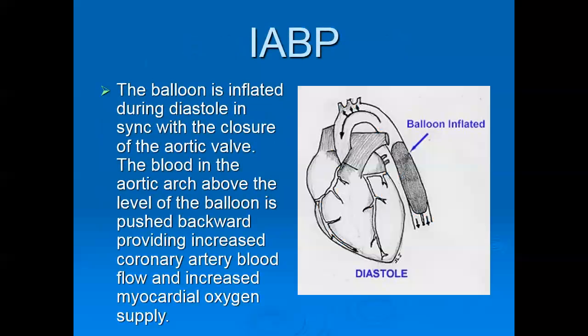The balloon's inflated during diastole, so in sync with the closure of the aortic valve, and the blood in the aortic arch, above the level of the balloon, is pushed backwards and provides increased coronary blood flow, because that's during diastole. So we're using it to increase that pressure to perfuse the myocardium through the coronary arteries.